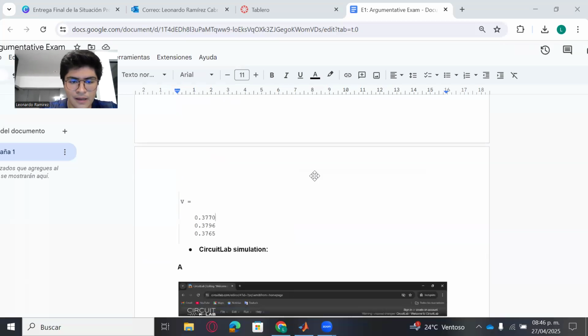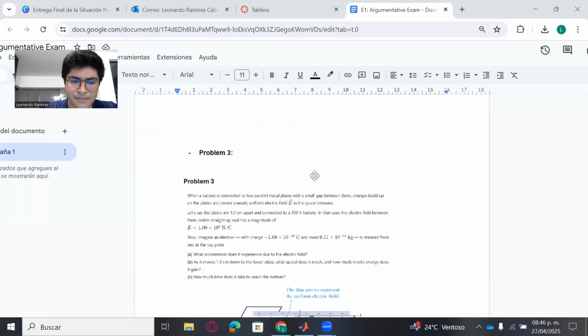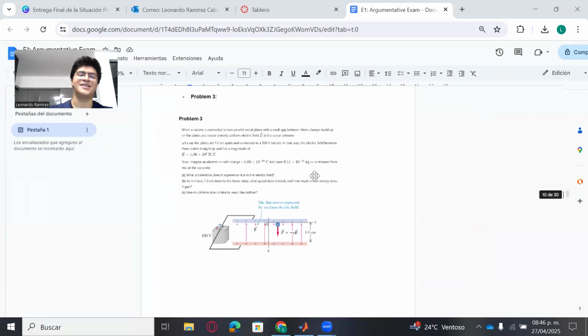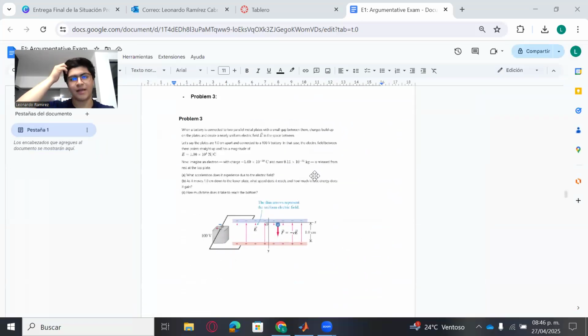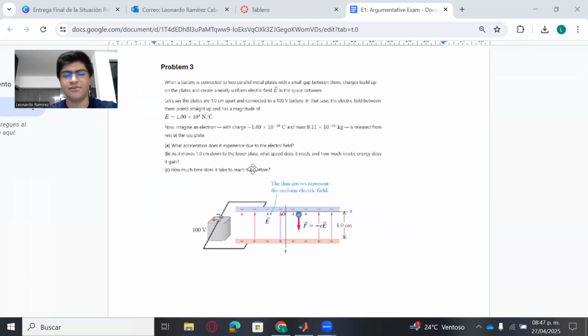Let's say we did everything kind of right, but there was something missing in the initial analysis. Now, let us go through exercise number 3. Let's remember that we are trying to do this in the quickest way so that time is sufficient. So here we are being asked what acceleration it experiences due to the electric field as it moves 1 centimeter down to the lower plate, what speed and kinetic energy, and how much time.